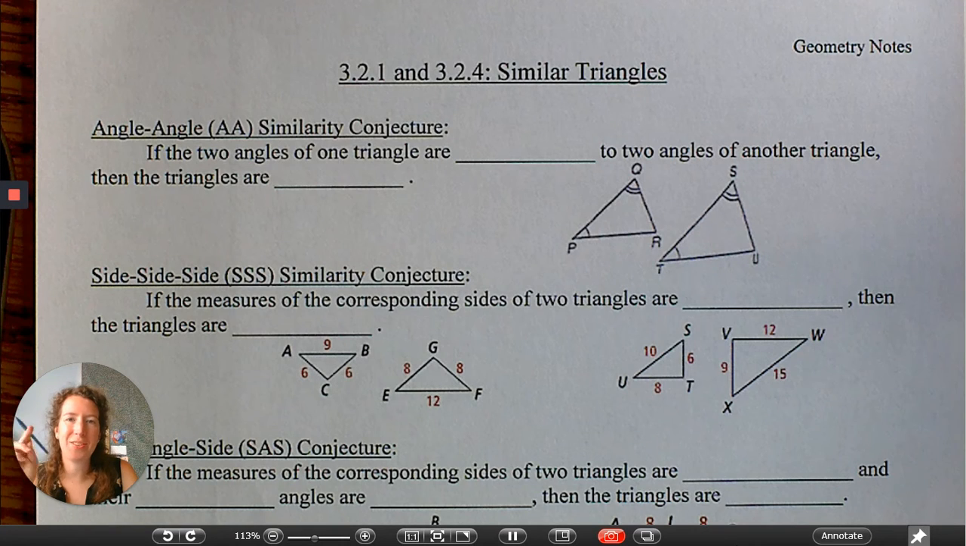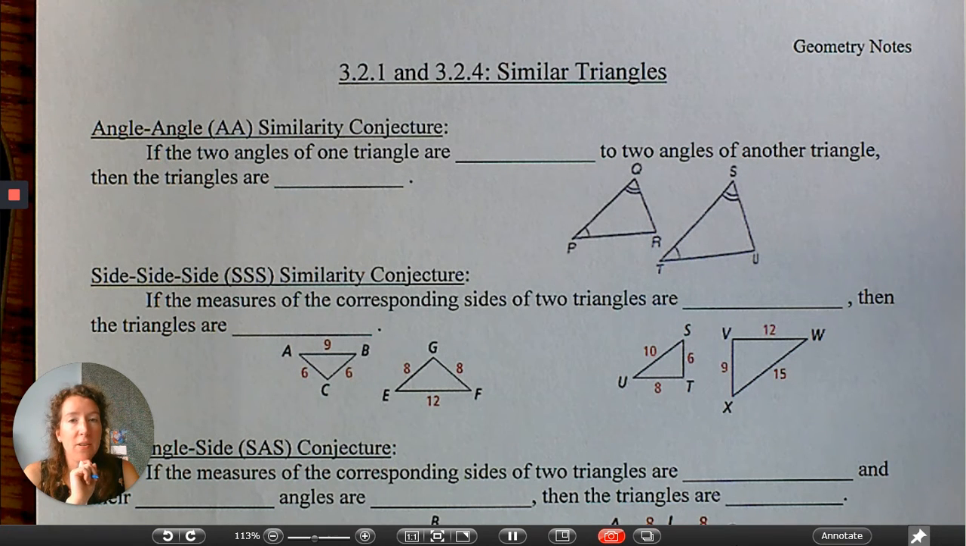Hey there, geometry students. Today we're going to be talking about what makes triangles similar. So we've been talking about similar figures for a little bit now. And we know that if two figures are similar, all of their corresponding angles have to be congruent, and all of their corresponding sides have to have the same ratio, right?